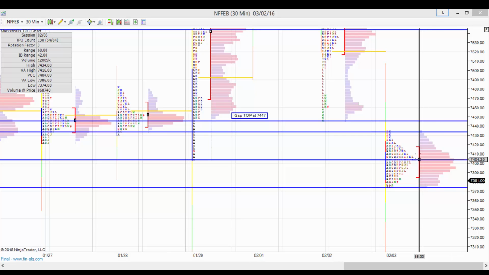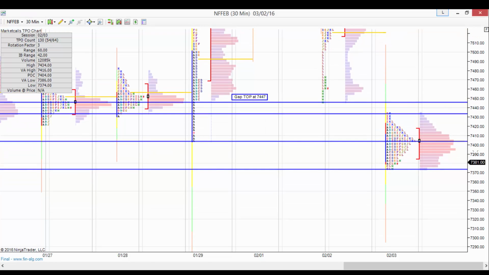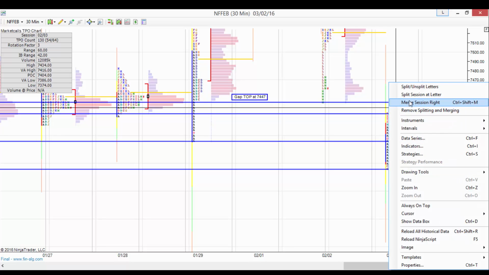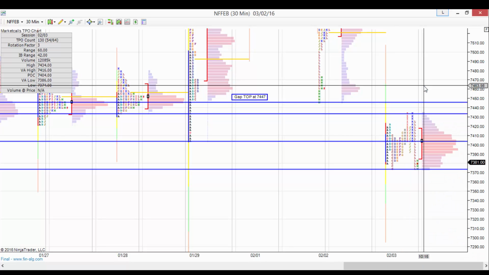So let me split the previous day's profile, that is on 3rd Feb. So I'm just right clicking and splitting the profiles. So it's one of the toughest days to trade.